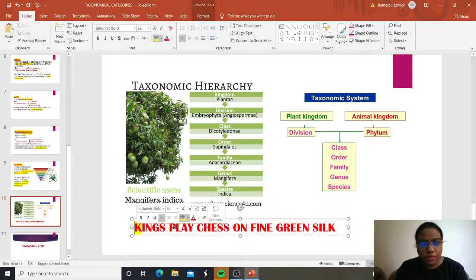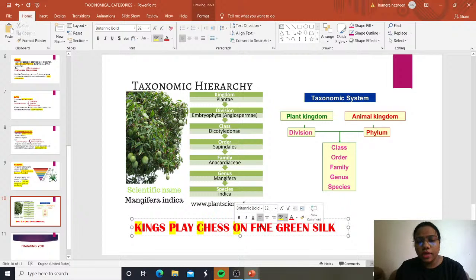K, kingdom. After that we have P, phylum. Phylum is nothing but, in animals it is phylum, and in plants it is division. Then we have C, class. Then we have order, right? Then we have family, right? Then we have genus. Then finally we have species.